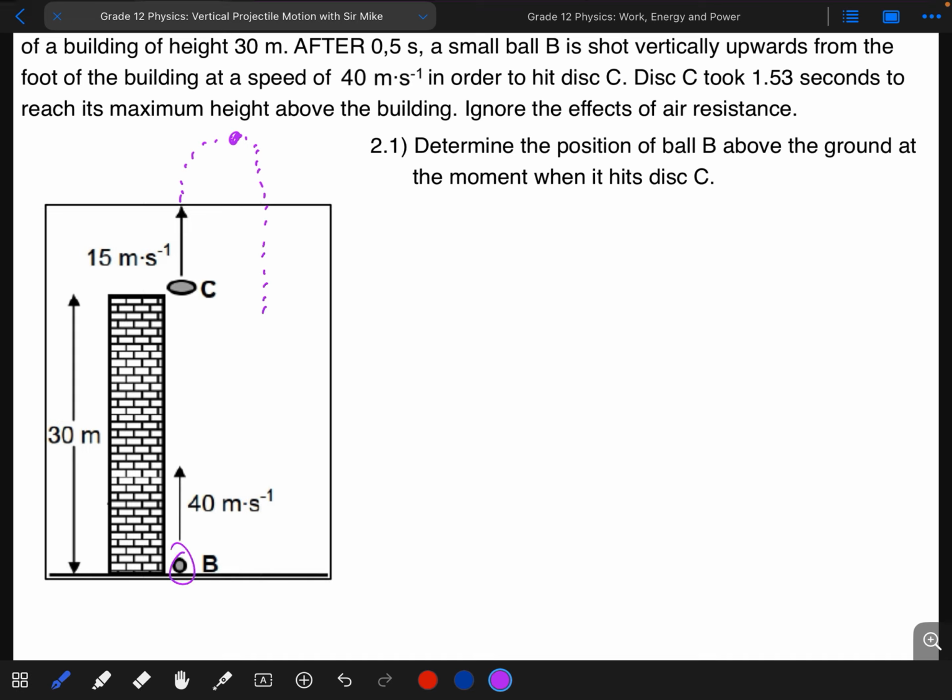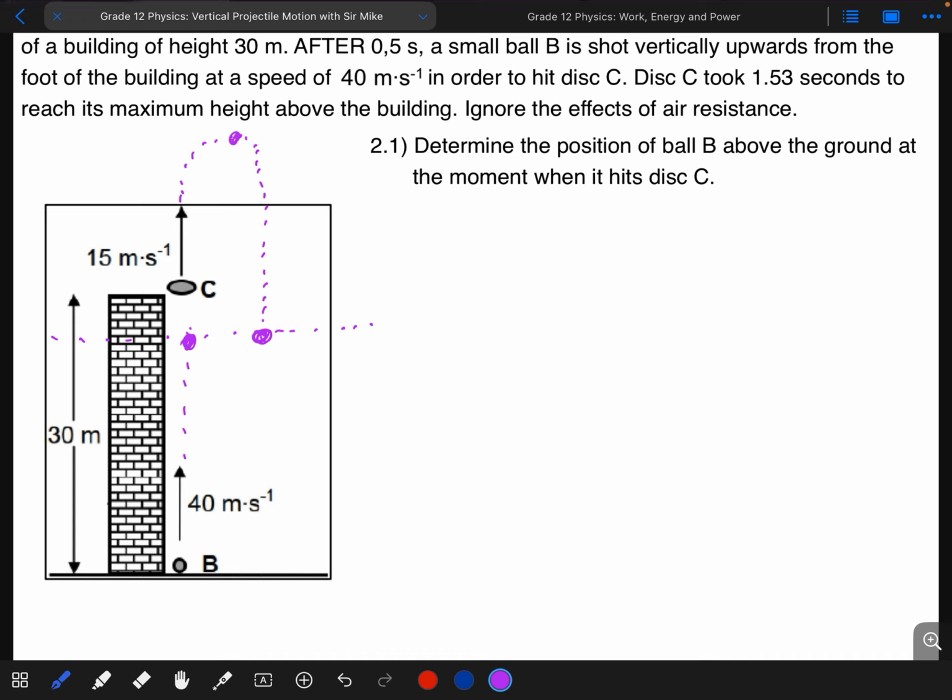Now they say that object B was actually projected upwards. So what would happen is that this object will meet it at a certain point. They will hit each other at a certain point. But remember, we said that when two objects pass each other, they have the same height above the building.